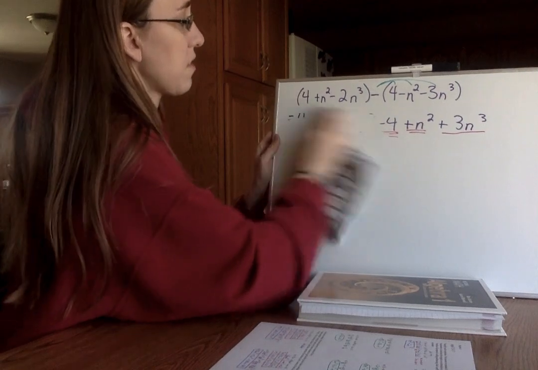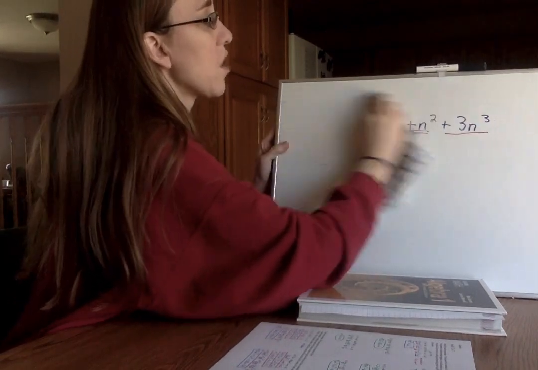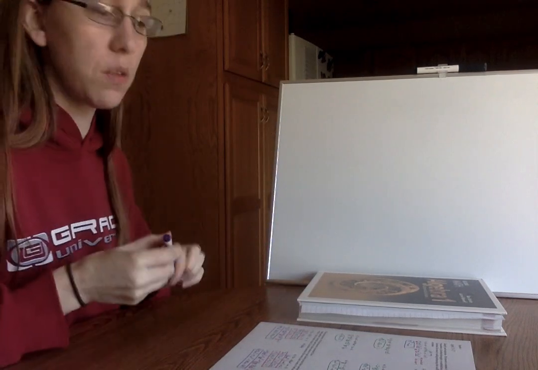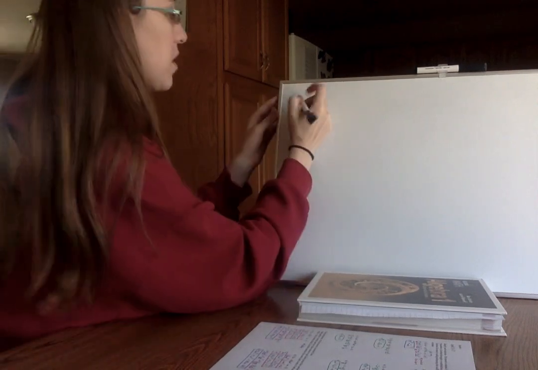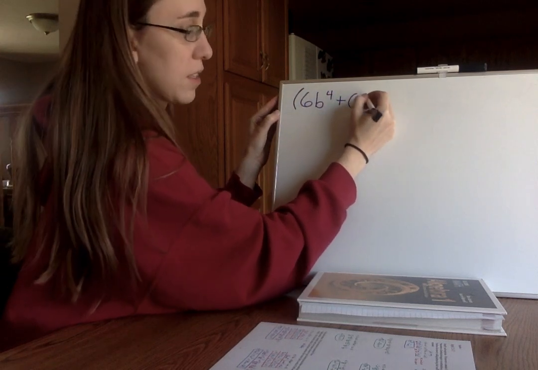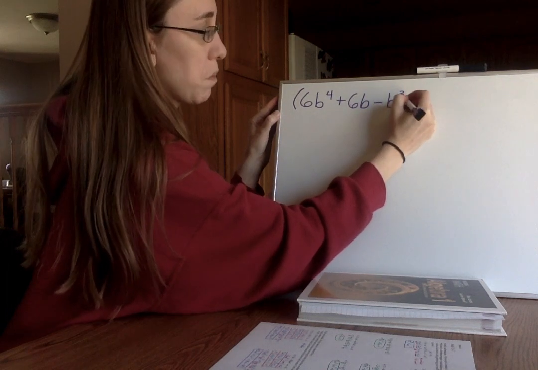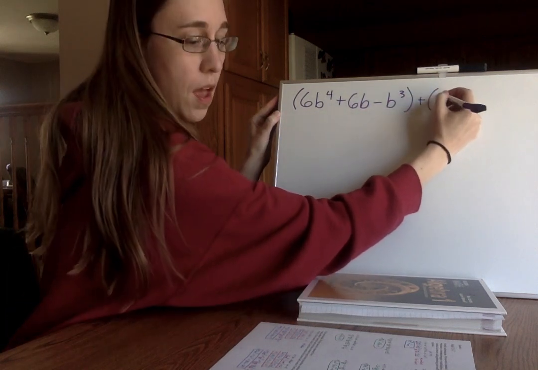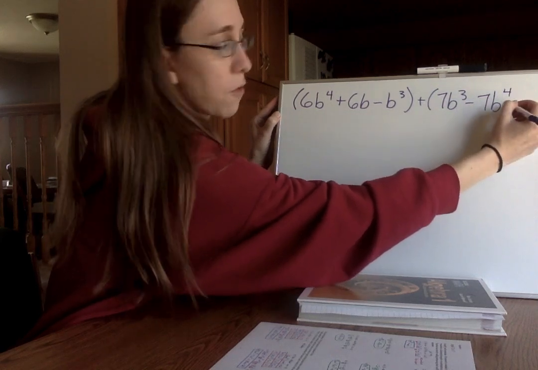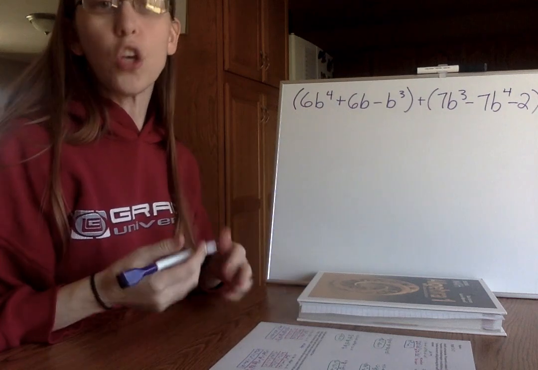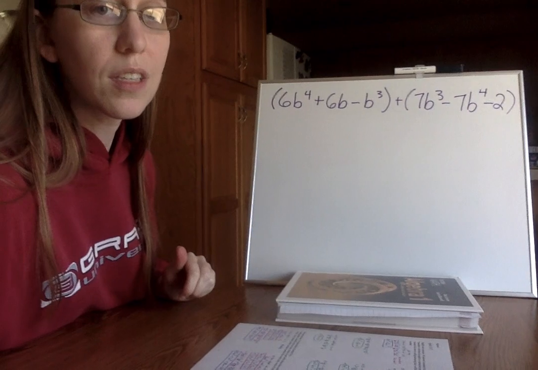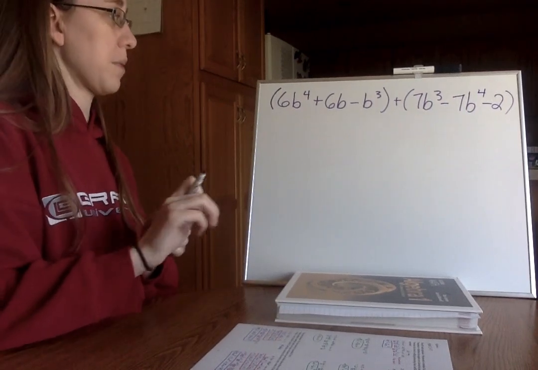Now, addition is even easier because we don't have to worry about distributing the negative. We can just use the pieces as they are. For example, 6b to the fourth plus 6b minus b to the third, plus 7b to the third minus 7b to the fourth minus 2. Now it's addition. You can rewrite it without the parentheses if you want, or you can just leave them as is. I'm going to leave them as is.